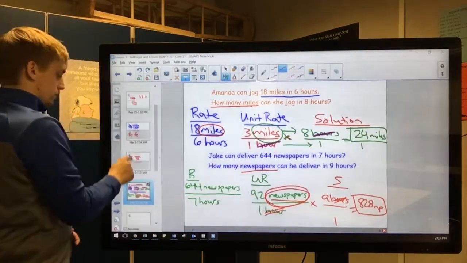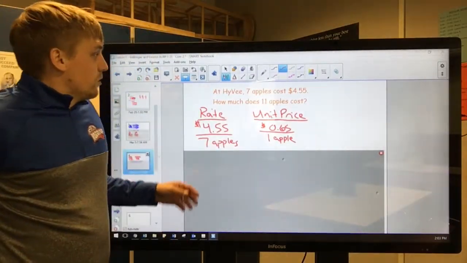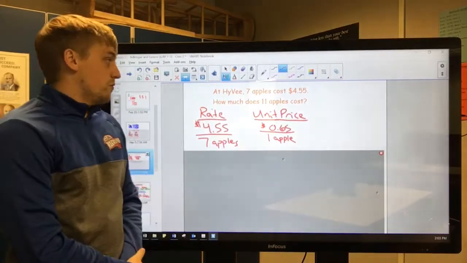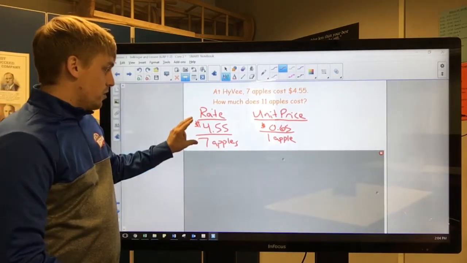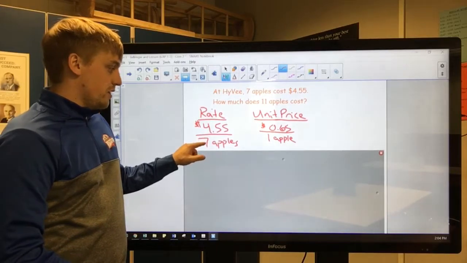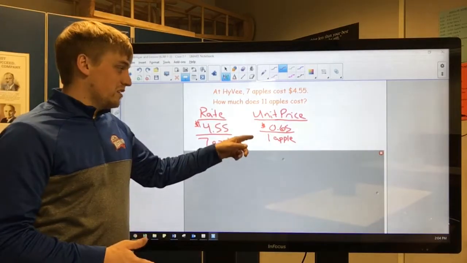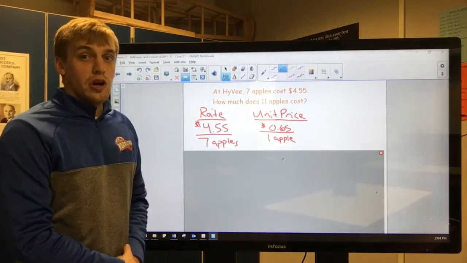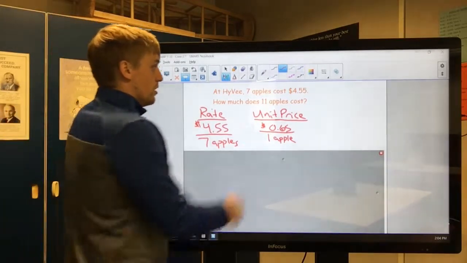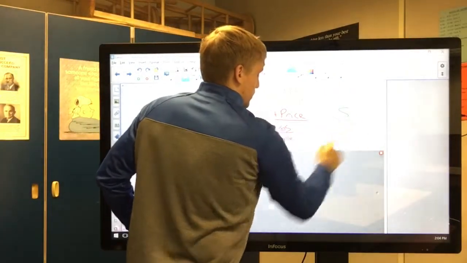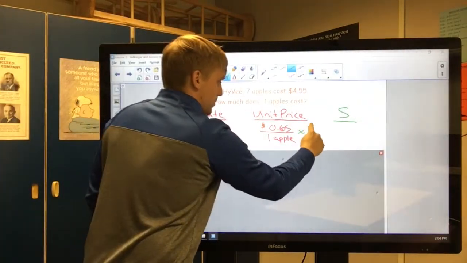Okay, let's try one more. And this is a problem that we've done already before. When we did the Hy-Vee problem, at Hy-Vee you could buy 7 apples for $4.55. So $4.55 over 7 apples. The unit price, instead of a unit rate, since it's money, it's unit price, was 65 cents per apple. How much do 11 apples cost? So to find our solution, or the answer, we're going to take the unit price times 11 apples.